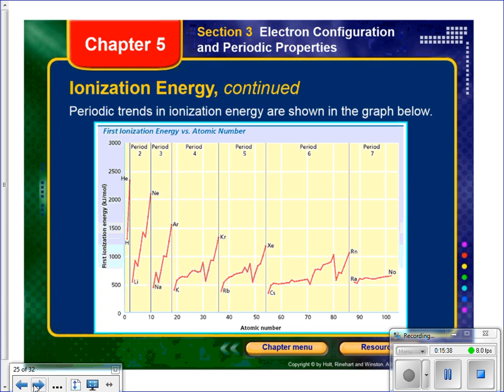This trend will be good for you to look at. We're going to do a graphing activity at the end of this chapter, and you'll want to refer back to this, but you can also find it in your book.